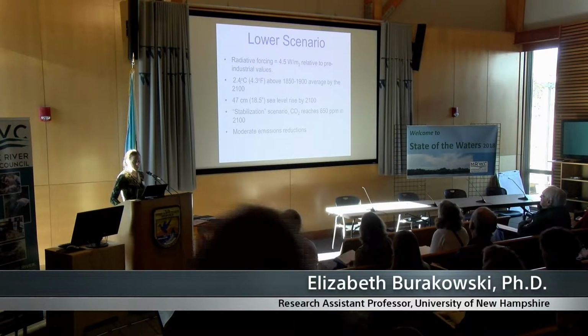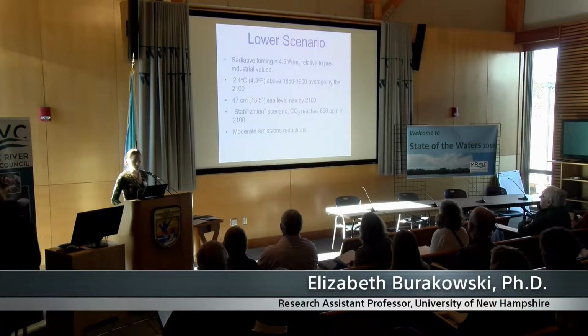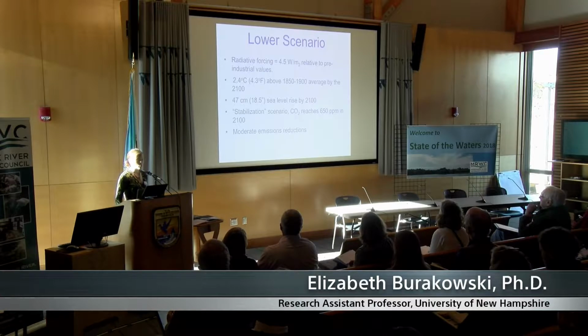When we look at the details of this scenario, you can expect to see 4.3 degrees Fahrenheit above the 1850 to 1900 average by the end of the century, about 18.5 inches of sea level rise by 2100, and CO2 is going to reach about 650 parts per million.